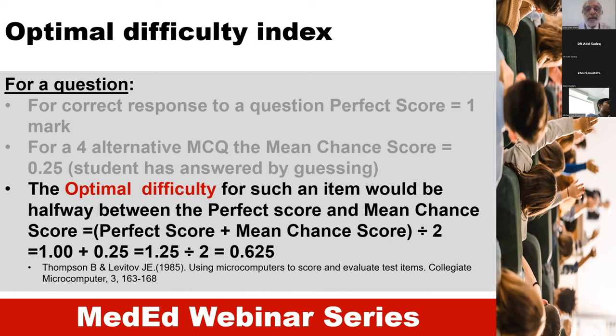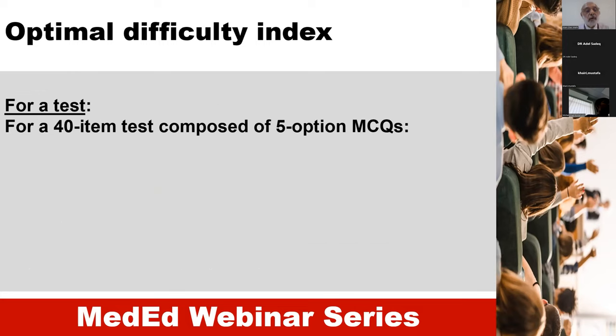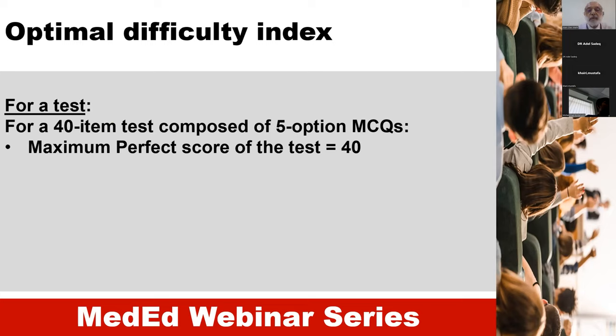Now, to calculate the optimal difficulty for such an item would be halfway between perfect score and mean chance, means the average of perfect score and the mean chance. So in this case, the perfect score is 1 and mean chance is 0.25, and their average would be 0.625. So this difficulty index would be the optimal index for this type of item under consideration. If we talk about the whole test, so for a 40 item test composed of 5 options MCQs, the maximum perfect score of the test would be 41 for each question.